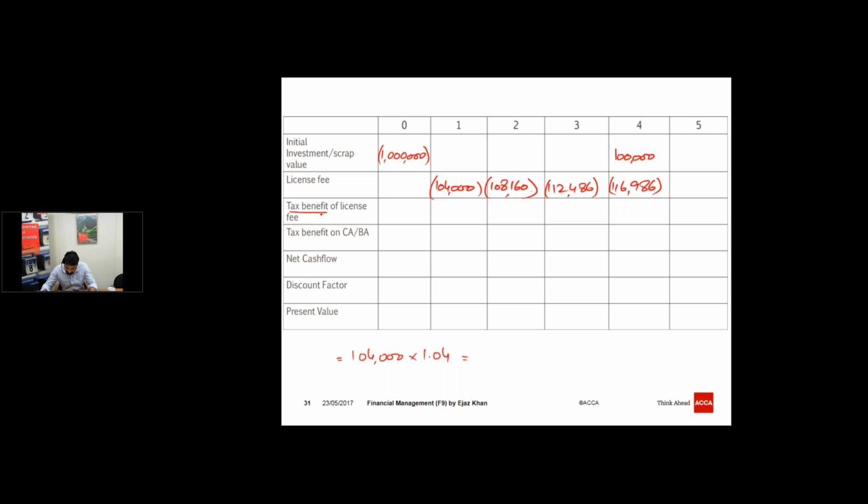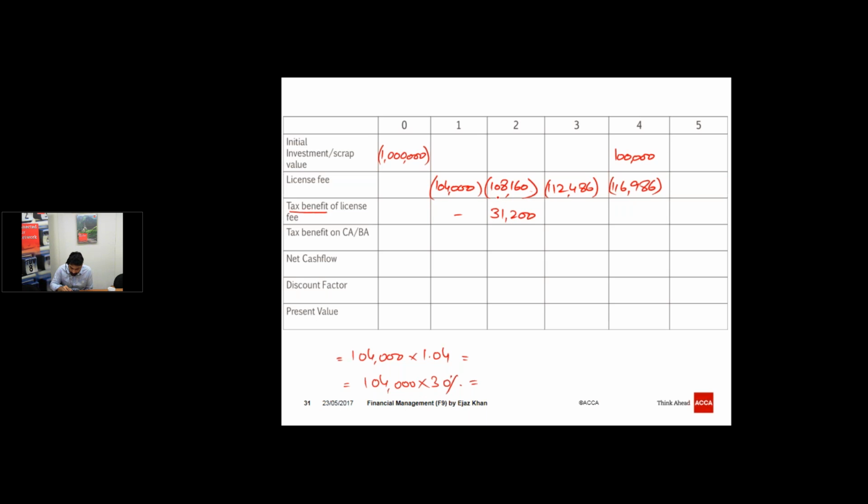So this license fee will be claimed as a tax expense and will reduce our tax and we'll get the tax benefit. So we'll take 30% of 1,04,000. So can anybody calculate the 30% of 1,04,000? 31,200. The license fee relates to year 1, but since we pay tax in arrears, we'll show 30% of 1,04,000 in year 2, and it will be 31,200. Okay, thank you. Since it's a tax benefit, therefore it will be shown as a positive figure.